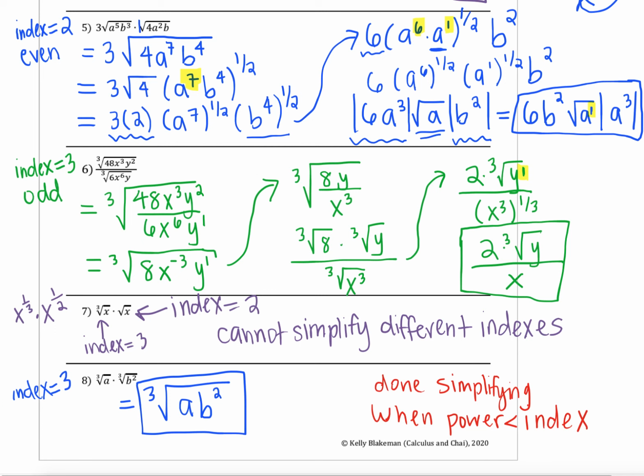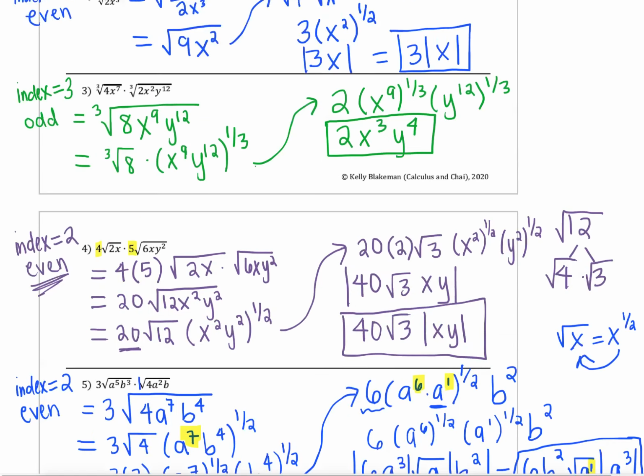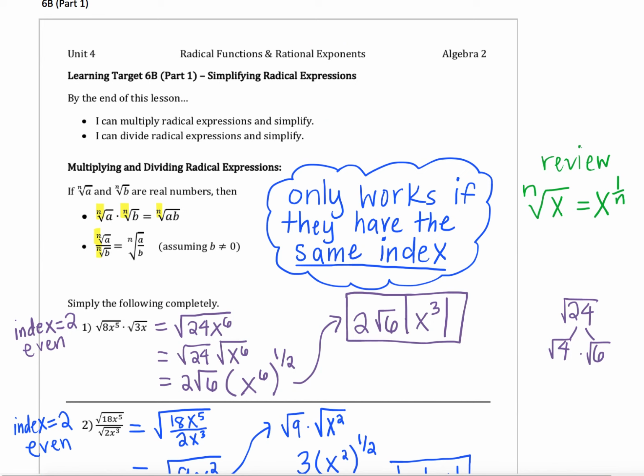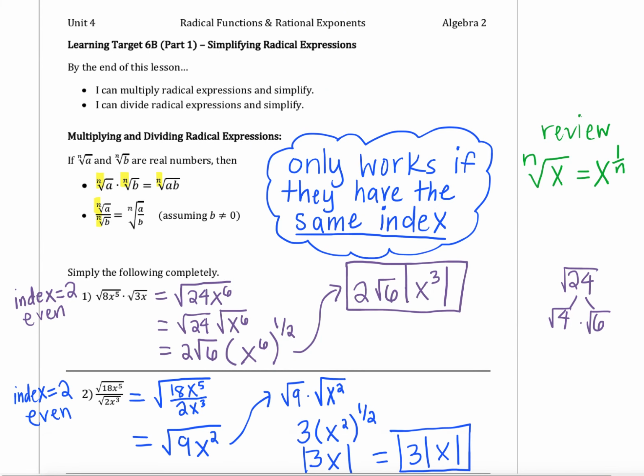Now that is the end of Learning Target 6B Part 1. So in this video again, we discussed how to multiply and divide radical expressions, and this only works if they have the same index. In Part 2, we're going to talk about how we can add and subtract radical expressions together and what is necessary for that to occur.